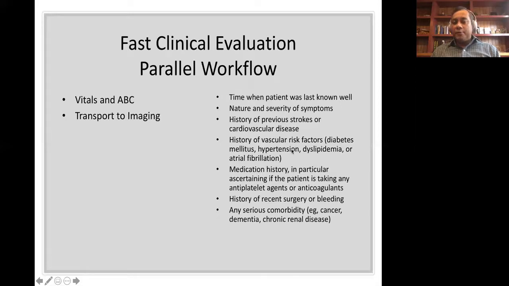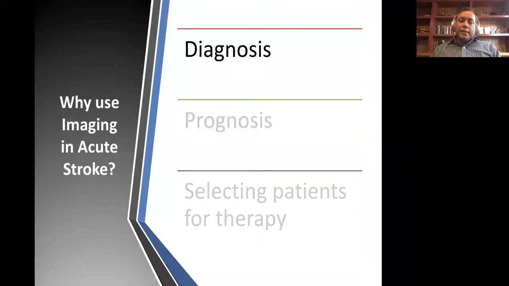And the history is very focused, essentially trying to find out when the patient was last known, what is the severity of the symptoms, whether there's any prior history of strokes or cardiovascular disease, any contraindications for thrombolysis or endovascular therapy. But the workflow is in parallel. So I want you to imagine that this is what we do. Patients moving along while we're taking the history to the imaging suite. And then the focus is on getting the acute scan.